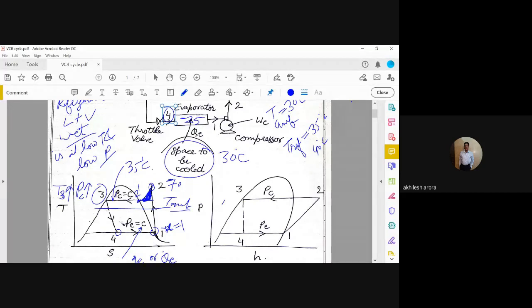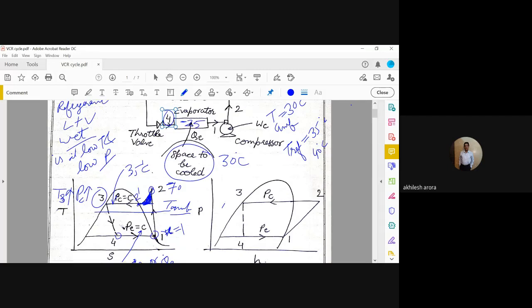At state point 4, we have the liquid refrigerant at low pressure and low temperature, and we can use it once again in the evaporator. This cycle will be repeated again and again, and we will be getting the cooling effect in the evaporator. If you have any question about the working of the vapor compression cycle, you can ask me.